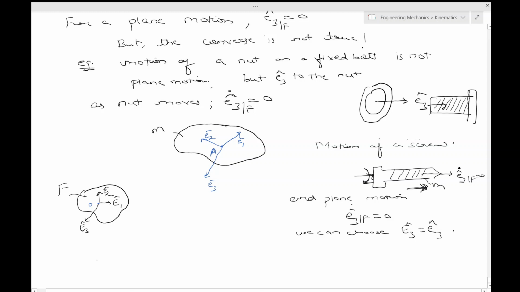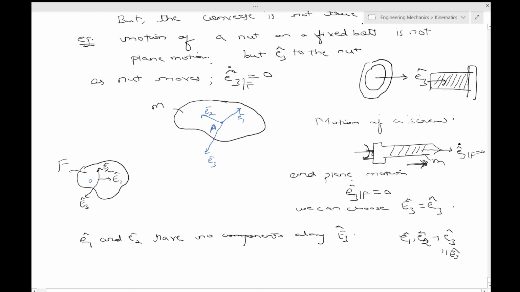One of them is that E1 and E2 have no component along E3. Why is this true? Because E1 and E2 are orthogonal to E3, and since small E3 is equal to big E3, we are saying that even E2 will not have any component along E3.